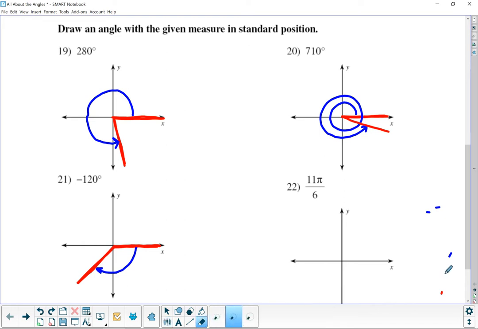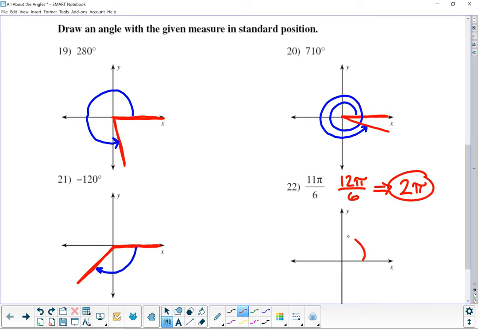11 pi over 6. Okay. I don't know what that is. But I know, and third period did not hear this, but in fifth period, Adam mentioned that if that was 12 pi over 6, what's 12 divided by 6? That's 2. So that'd be 2 pi. So if that was 12 pi over 6, that would be 2 pi, and 2 pi is a full circle or one whole revolution.